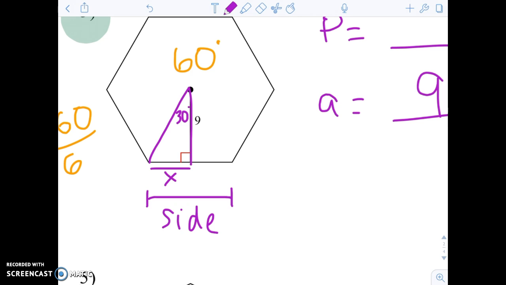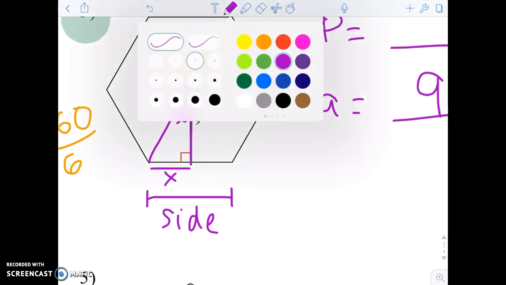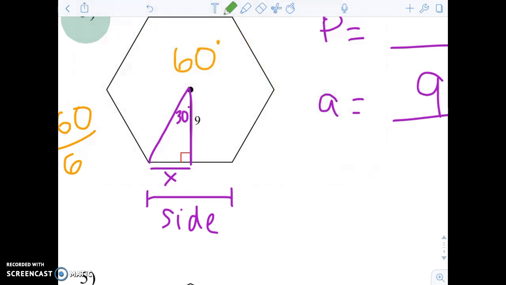If I take a look, I cannot do Pythagorean theorem at this point, but since I have my angle now, I can say x is the opposite side. I know 9 right now is my adjacent side.